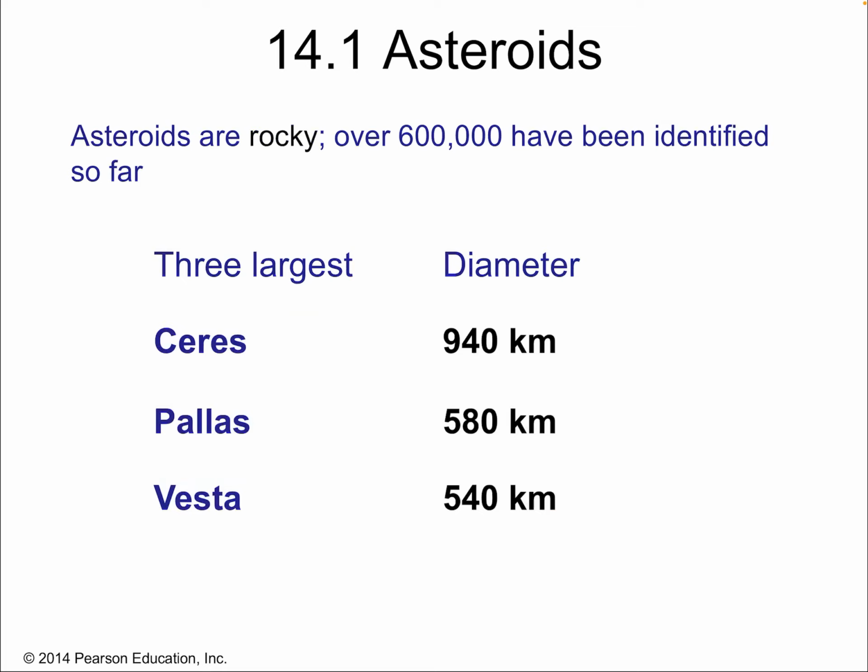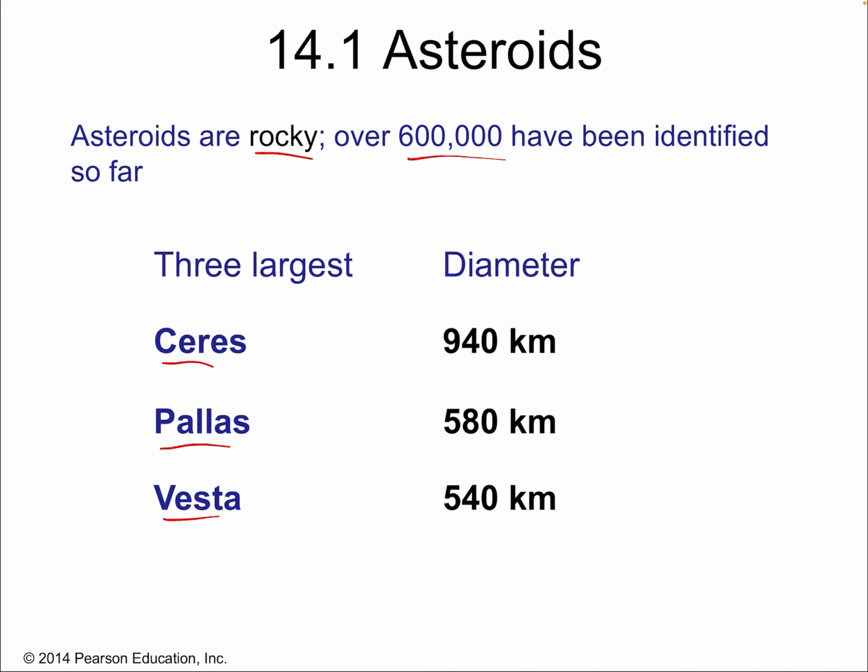Okay, so asteroids are rocky. Remember that, because it's different from comets. There's over 600,000 that have been identified so far. All right, the big three, the largest ones in the asteroid belt, are Ceres, the actual planet-sized asteroid, or maybe large moon-sized asteroid. Pallas, also quite large, although noticeably different from Ceres. Ceres really stands alone. And then close to Pallas, we have Vesta.